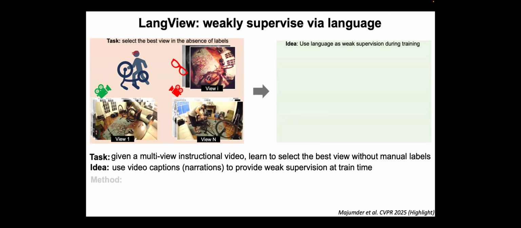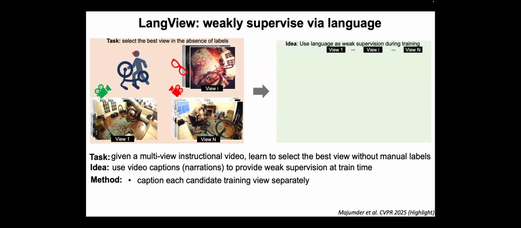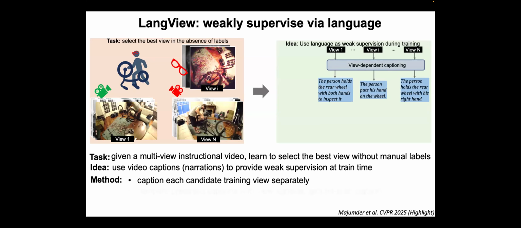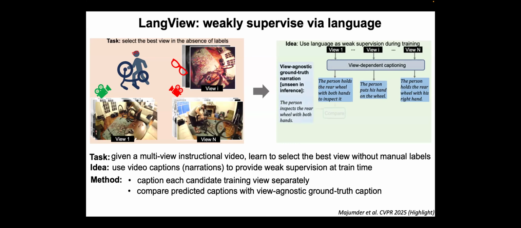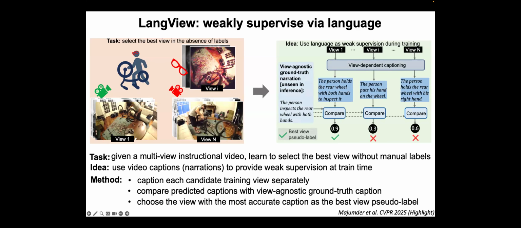Specifically, given a multi-view video, we feed each view to an off-the-shelf video captioning model, which produces a view-dependent caption for each view. Next, we compare each view-dependent caption to the view-agnostic ground truth caption of the video to compute a quality score for each view. Finally, we choose the view with the highest quality score from above as the best view pseudo label for this particular instance and use it to train the view selector.